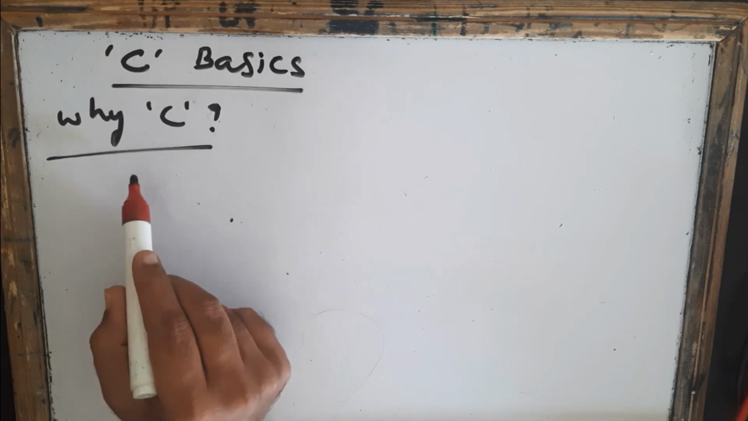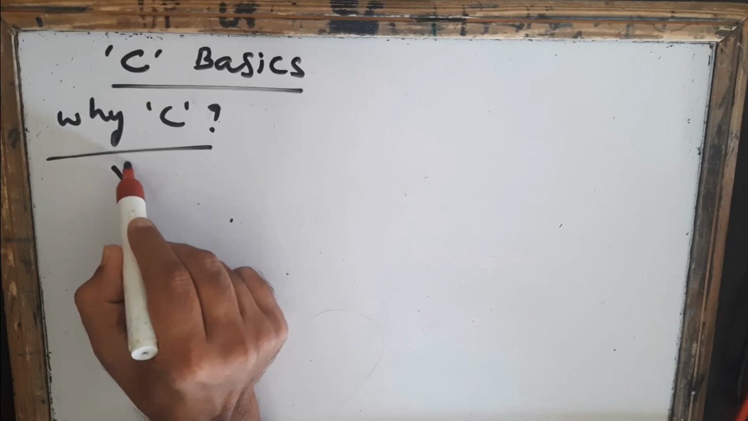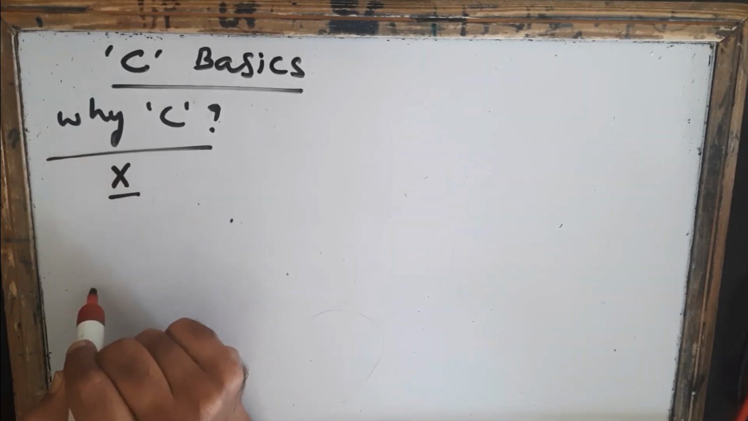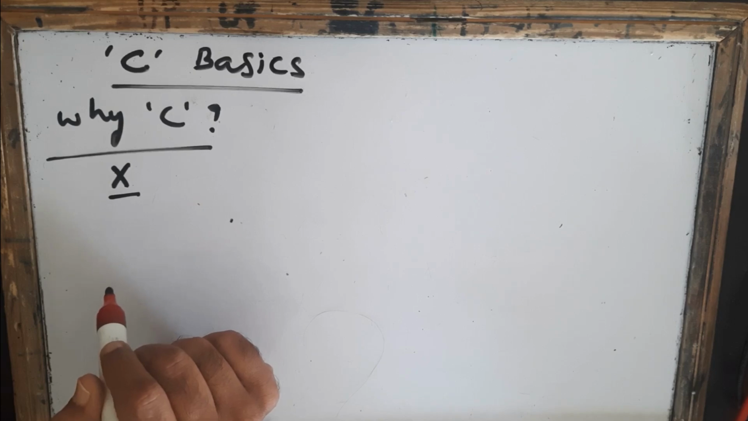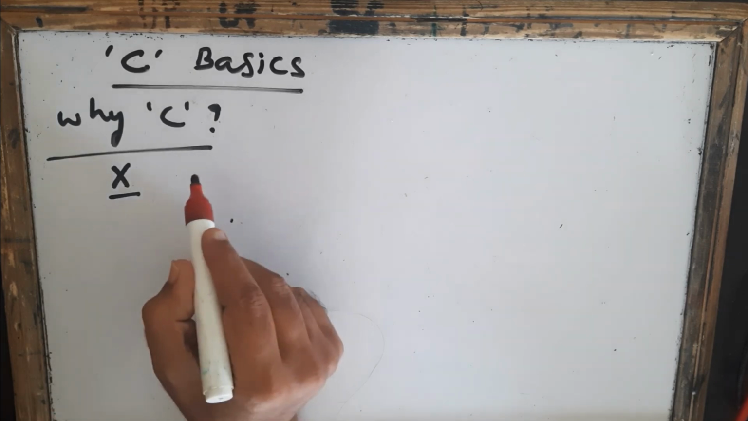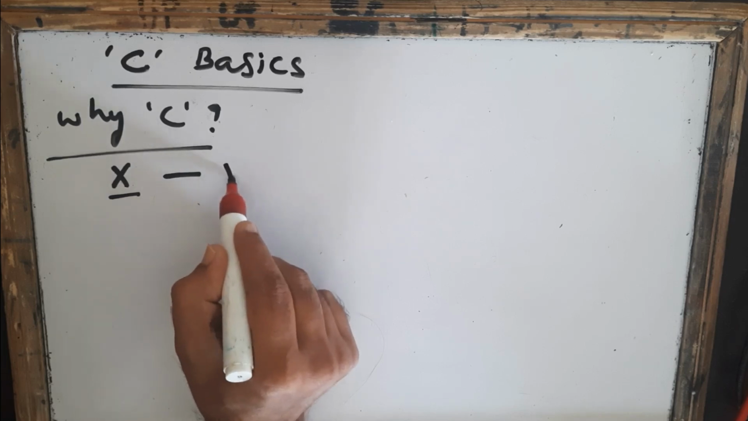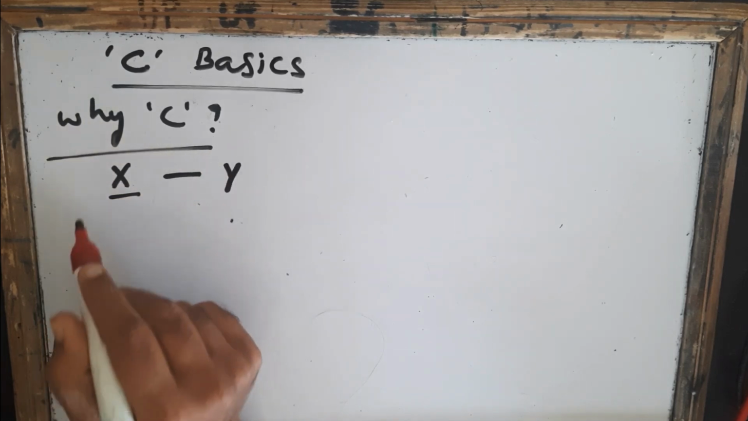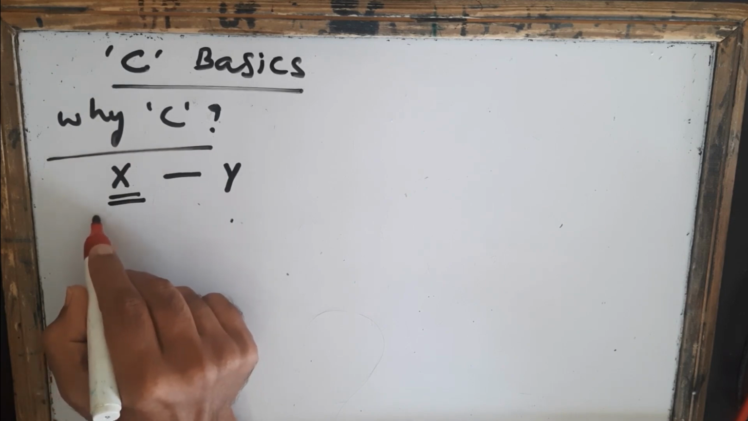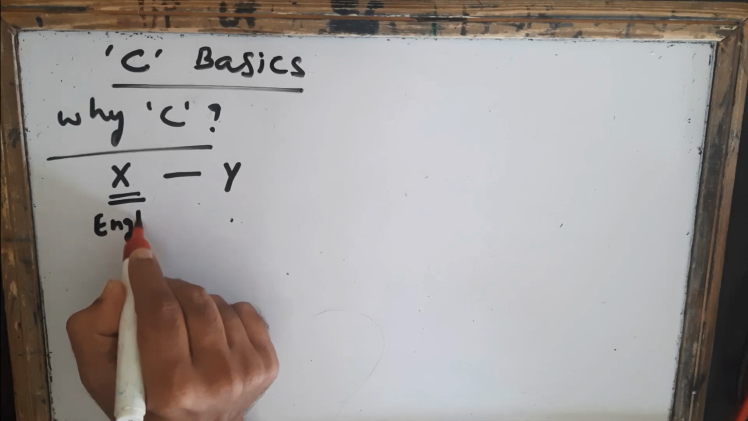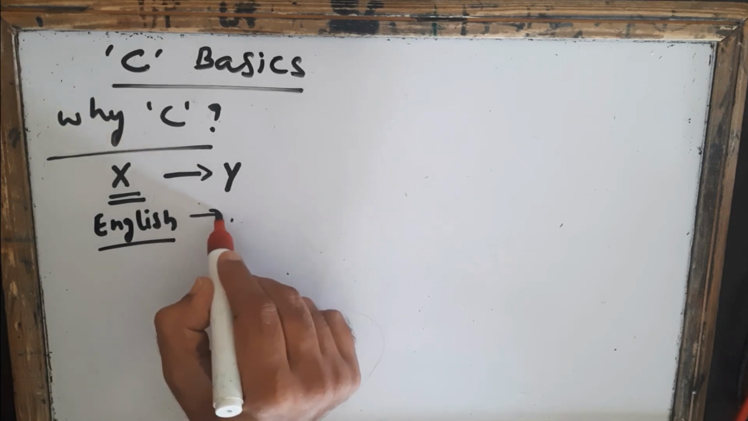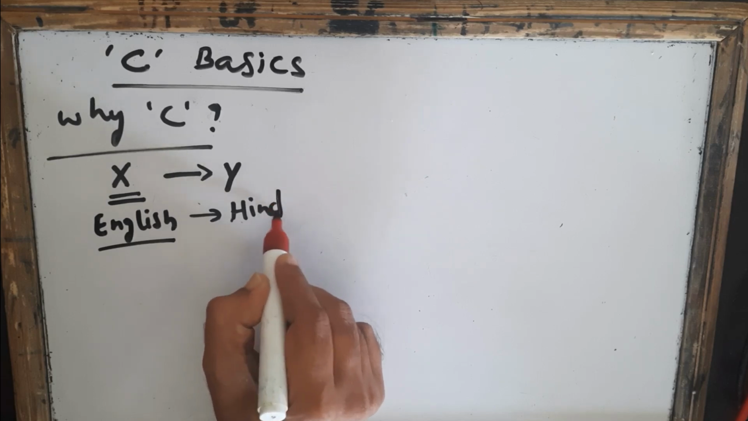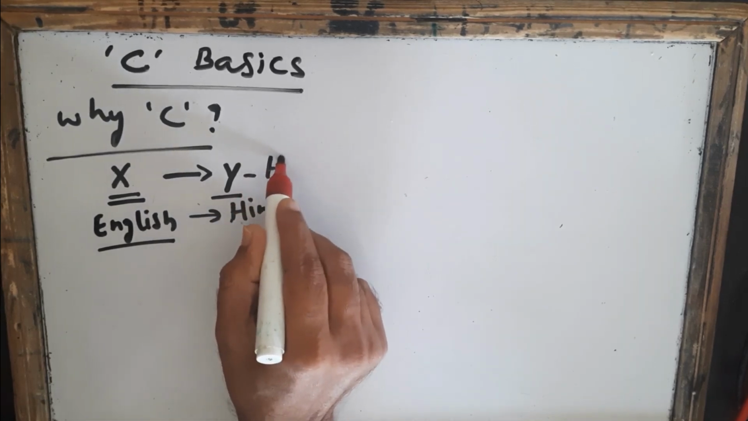We know an owner, a person X, is living in his house and he wanted a worker to work in his house, like a housemaid, and he hired a guy called Y. Okay, and say for example this guy knows only Hindi. This guy Y is a housemaid.